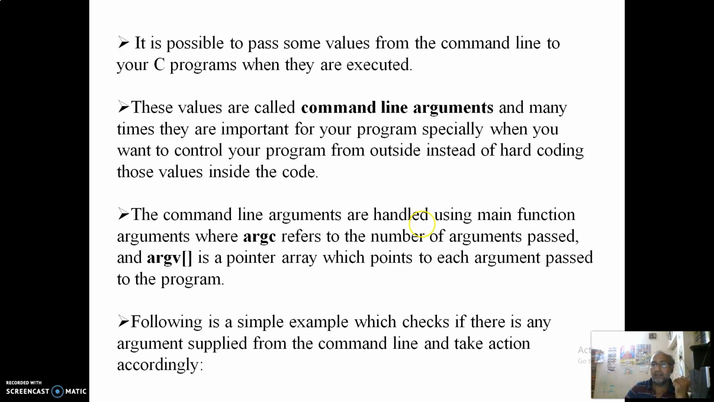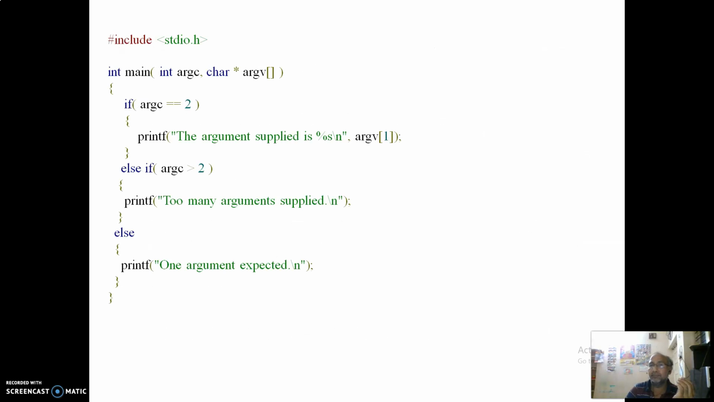See this example. In this example, it checks if the argument is supplied or not. #include <stdio.h>, int main(int argc, char *argv[]). These two are the command line parameters. If argc equals 2, the argument is supplied. Else if argc is greater than 2, too many arguments supplied. Else one argument expected.